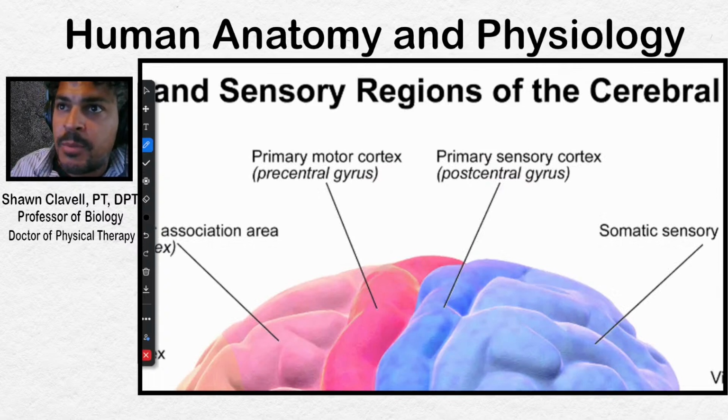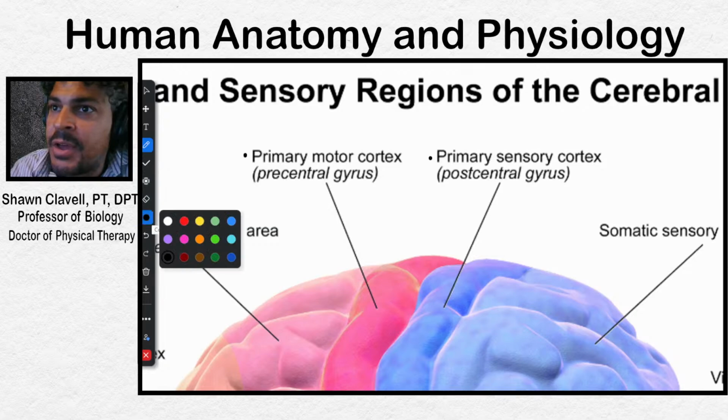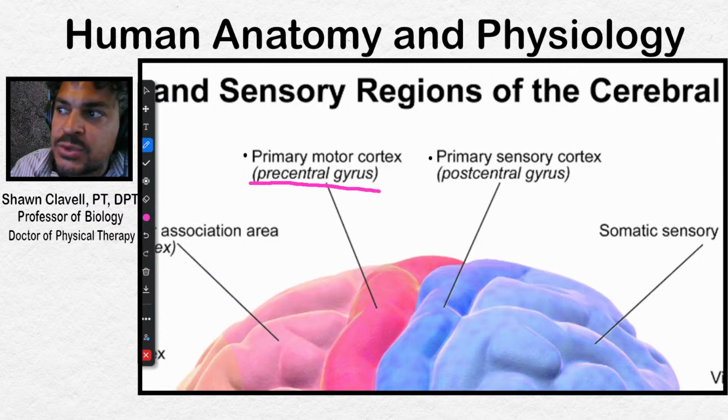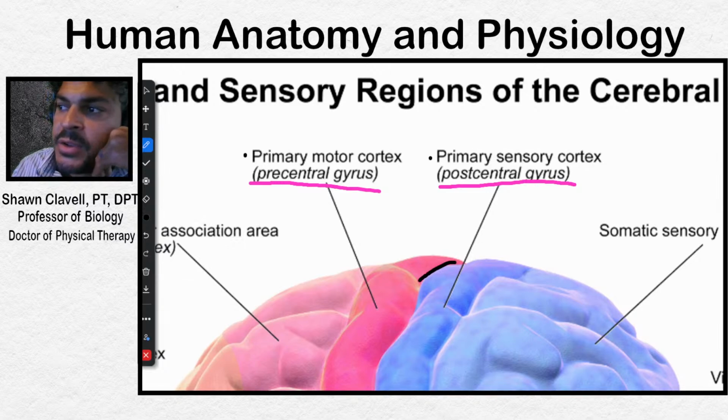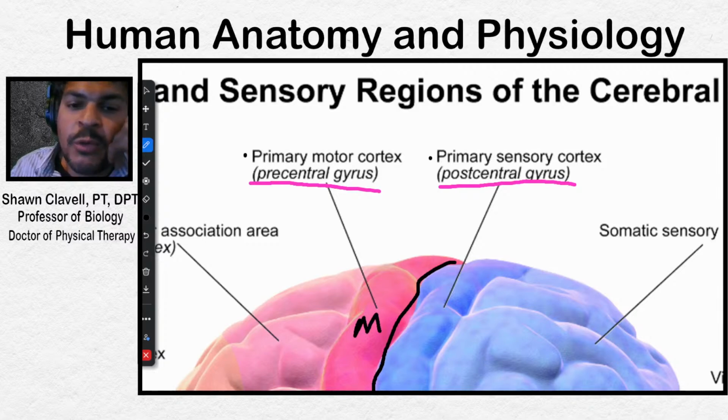You can see here, again, the primary motor cortex, that's the functional name, or the primary sensory cortex is the functional name, whereas the anatomical name here is the precentral gyrus or the postcentral gyrus. So again, let's go ahead and identify that key landmark here. There's the central sulcus. This is the M region, the motor region, but also referred to as the precentral gyrus, right? It is anterior to the central sulcus, and then you have the postcentral gyrus, right? I'll highlight that with the S, right?